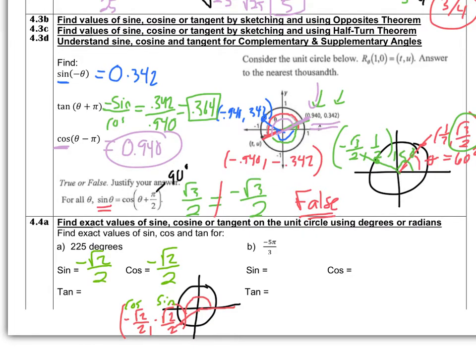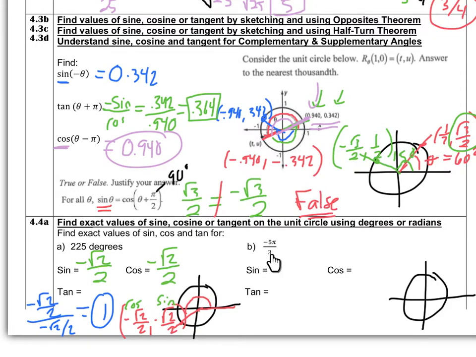Tangent by definition is sine over cosine. So do show the work. Take the sine value, which is this, divide it by the cosine, which is this. Those just simplify down to being the number 1. The next one is negative 5 pi over 3. So be careful. You might want to make this a mixed number. For the mixed fraction, it's going to be negative 1 and 2/3 of a pi.